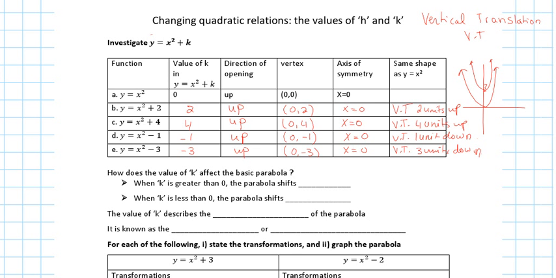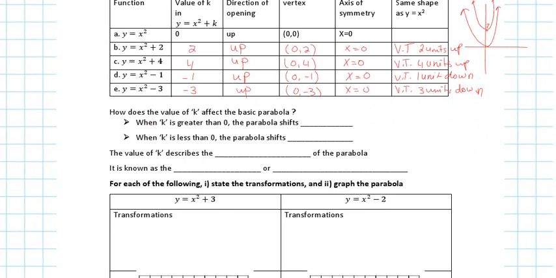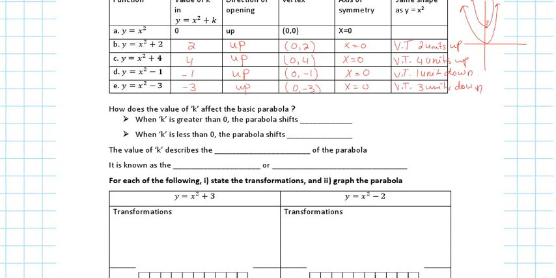So, when k is greater than 0, the parabola shifts up. When k is less than 0, the parabola shifts down. The k value describes the vertical translation of the parabola.